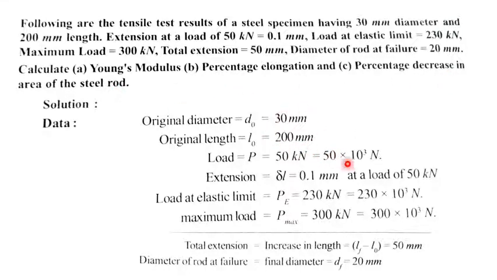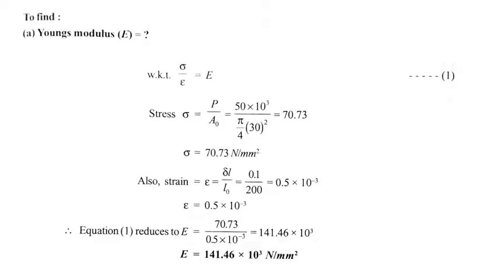So we have D naught, L naught, P, extension delta L at this load, load at elastic limit PE, maximum load P max, total elongation LF minus L naught equal to 50 mm, and the final diameter DF. First, Young's modulus. To calculate Young's modulus we need sigma by epsilon naught. Sigma can be calculated by P by A naught. P is given as 50 kilonewton. Taking the initial diameter, calculate the area.